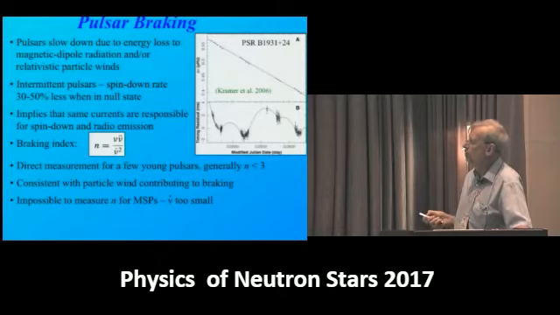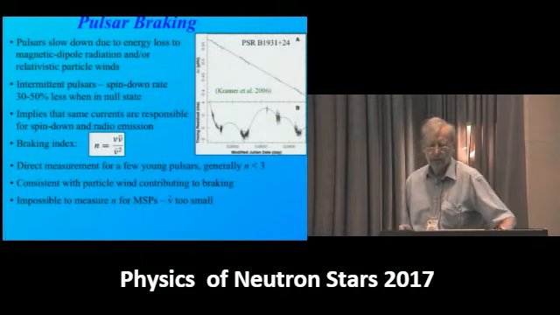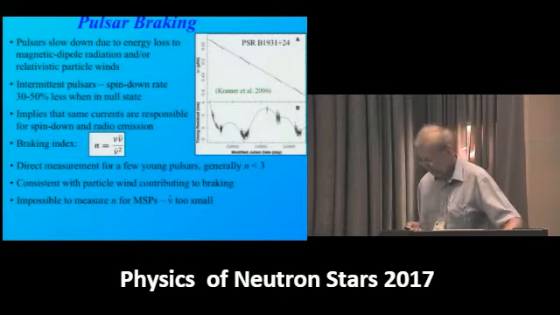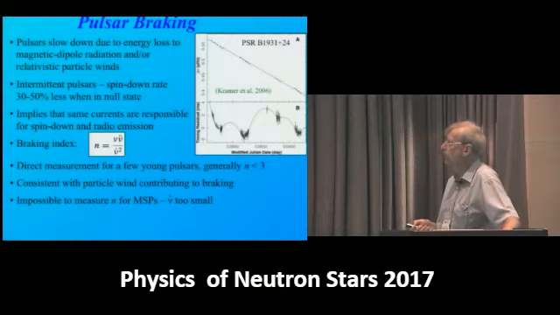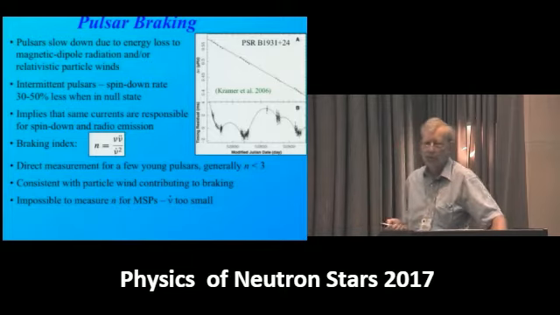Now you can define a parameter called the braking index, which is related to the pulse frequency, its second derivative, and the first derivative squared, which is a diagnostic of the mechanism for the pulsar braking. If it's a pure magnetic dipole effect, then this braking index is equal to 3.